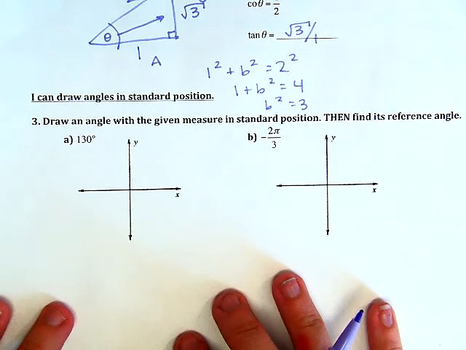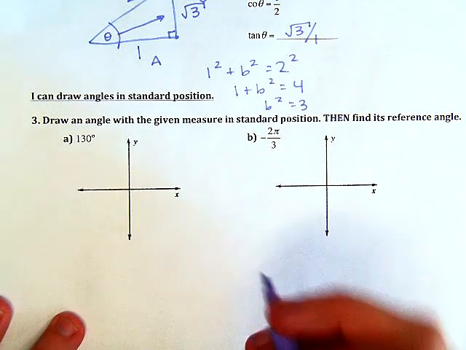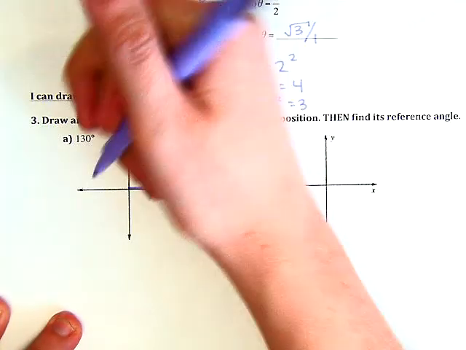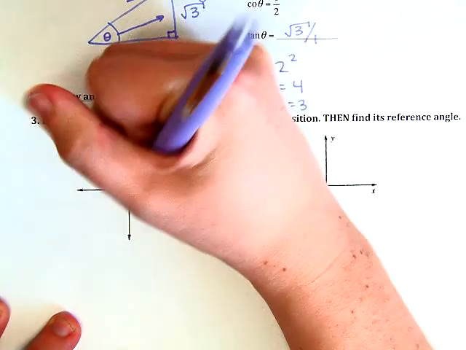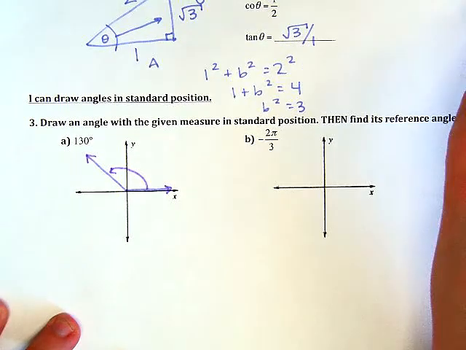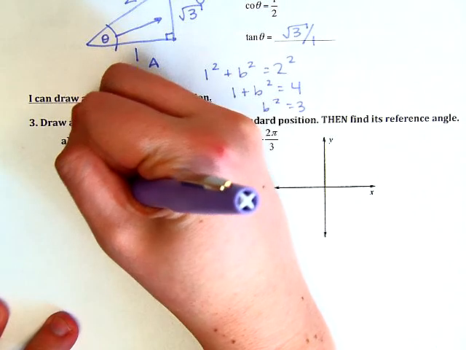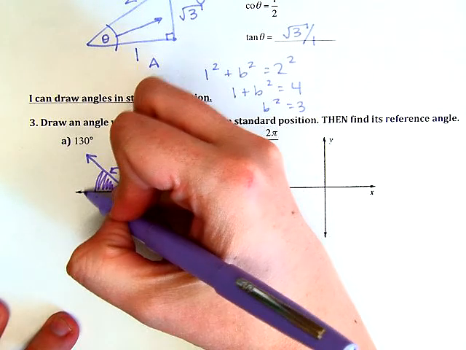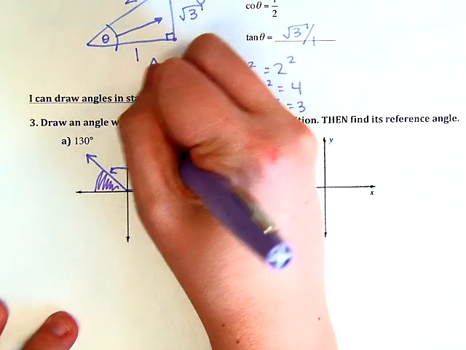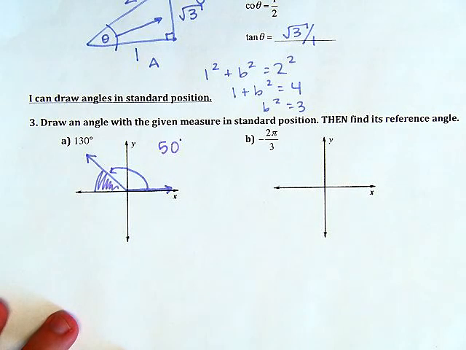Draw an angle and then give its reference angle. So 130 always starts here. 130 should be around there. Goes in this direction. My reference angle would be finishing it up here. How much more to get to 180? Well, that would be 50 degrees for that one.